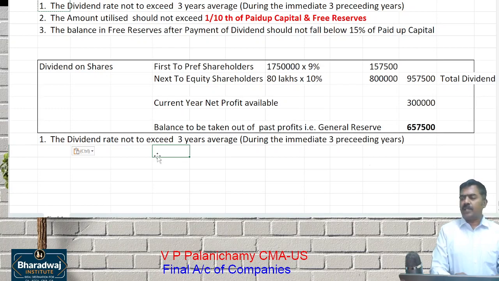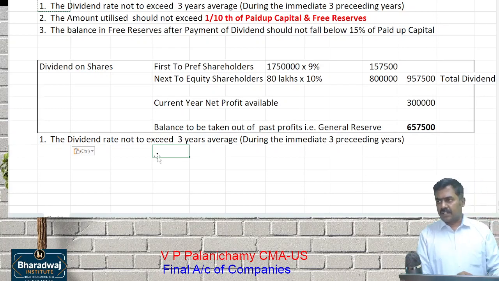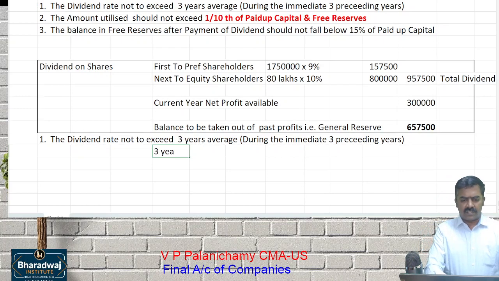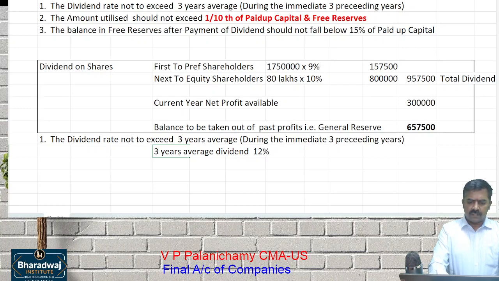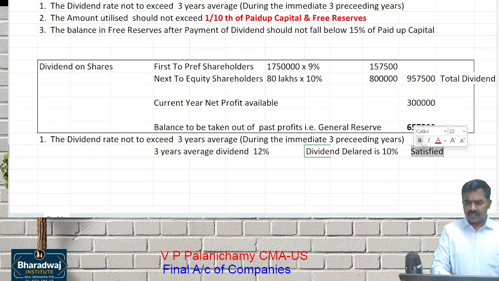Dividend rate not to exceed what? 3 years average. Look at the question. What is the 3 years average given in the question? 12%. Okay, dividend declared is 10%. So the condition is satisfied. What do you mean by satisfied? You have not violated the condition, it is fulfilled. Not exceeded the 3 years average.